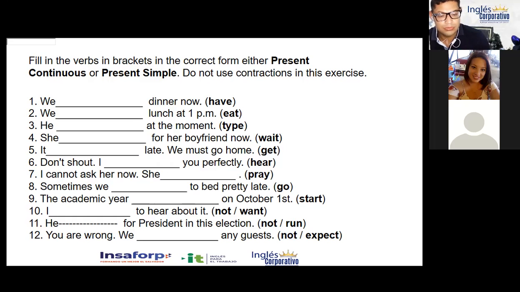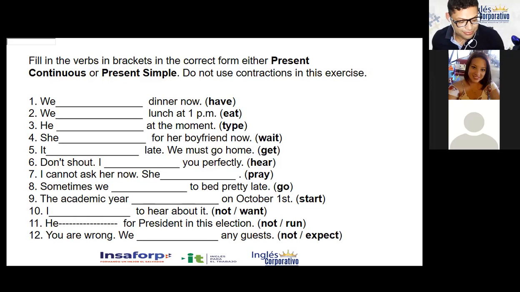We are having dinner now. All right, that's okay because we're using now. So that means that is something that is happening in the precise moment. So it's happening now, okay? Thank you. And what about the next one?